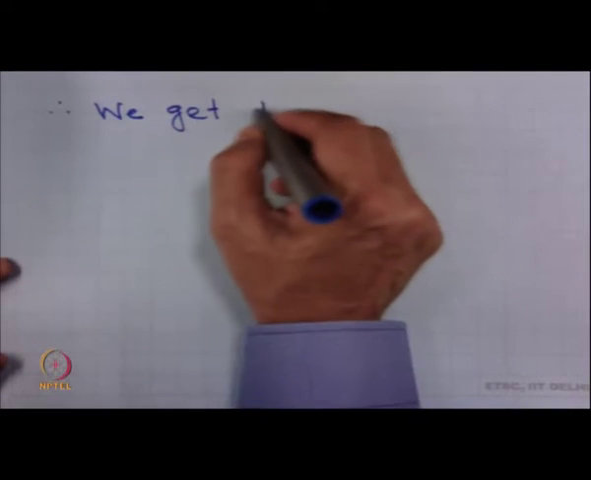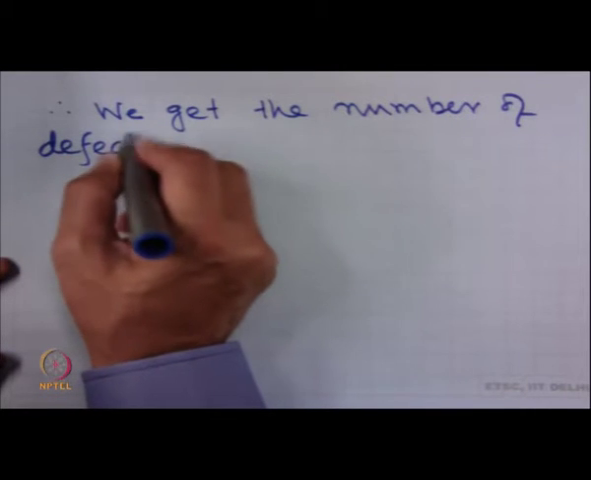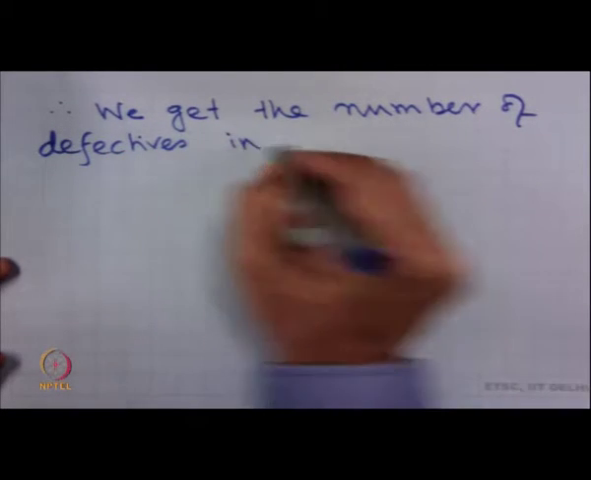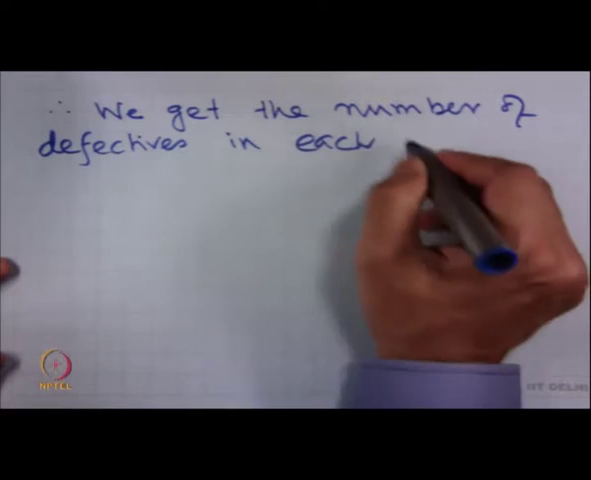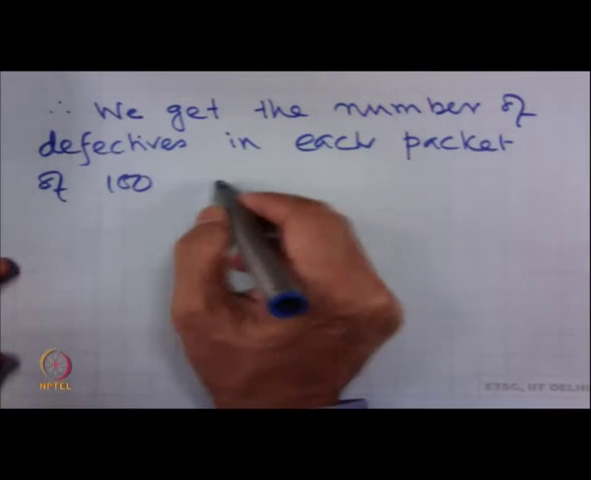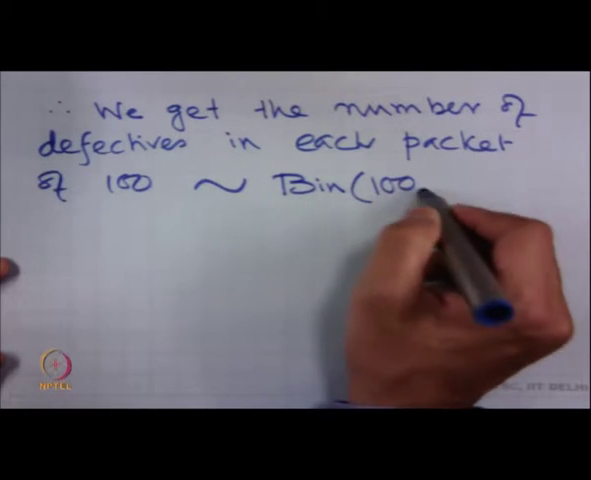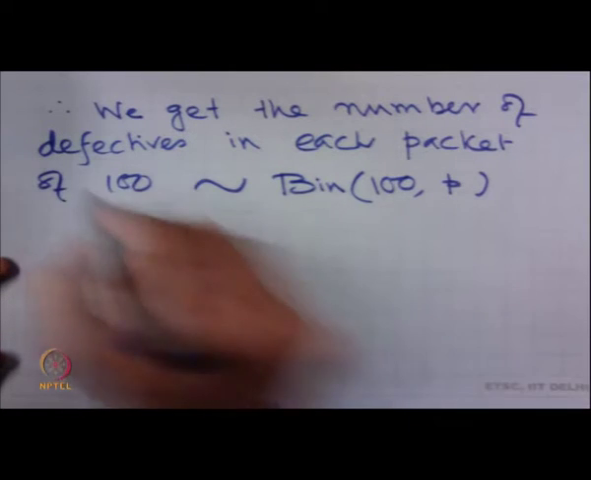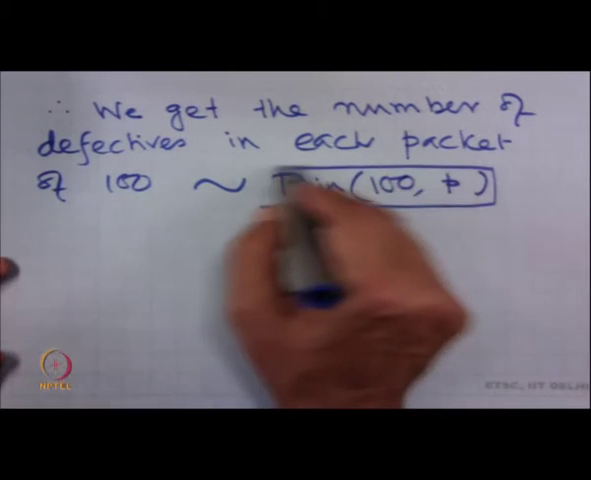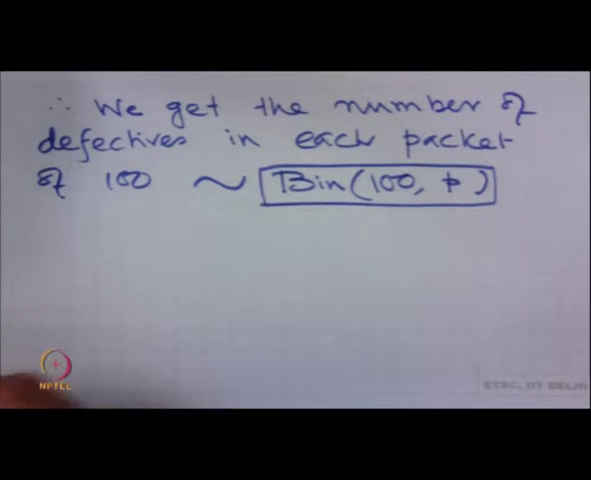Therefore, what we get? The number of defectives in each packet of 100 follow binomial with 100, p. So, we get the distribution of the number of defectives in each packet. Thus, we observe the following.